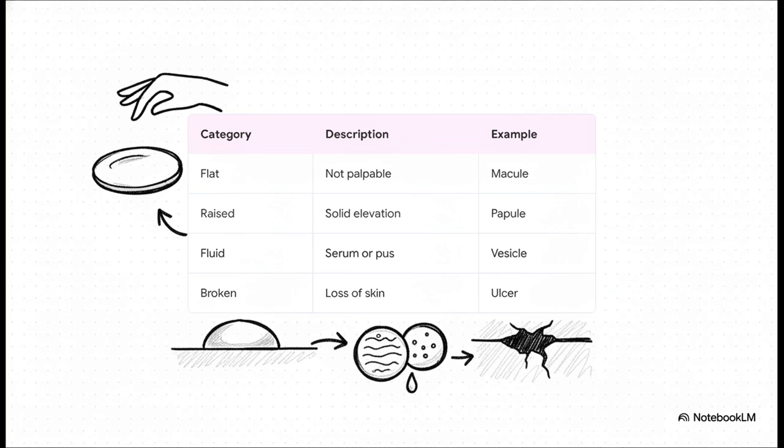A lesion is either flat, meaning if you close your eyes, you can't even feel it; raised, meaning it's a solid, elevated bump; fluid-filled, which means it contains clear serum or pus; or it has a broken surface, meaning there's actual physical loss of the epidermis or dermis.